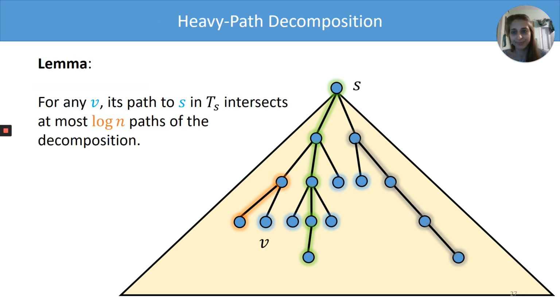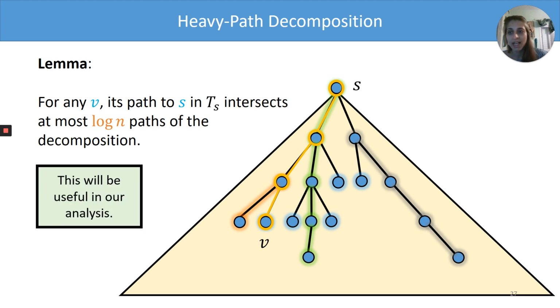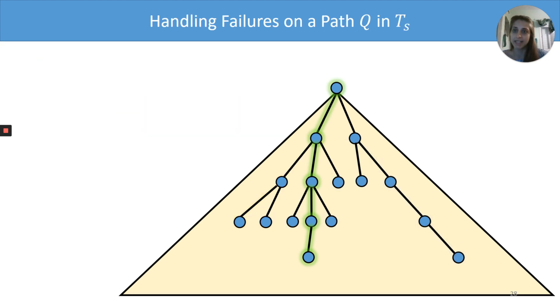So now we're done. Okay, so a useful lemma is that for any vertex v, its path to s in T_s intersects at most log n paths of the decomposition. So let us consider v and the yellow path. We'll just give the intuition for that. Any black edge means that we did not have a heavy child, and this means that the size of the subtree is cut by at least half. So this is why we can have at most log n such edges. And this will be very useful in our analysis.